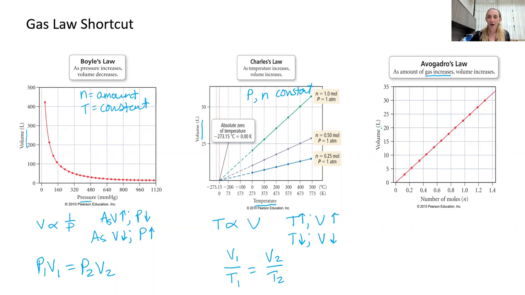So here is his graph with volume on the y-axis and the number of moles or amount on the x-axis. And as you add more moles of gas, your number goes up, so your volume increases. And so he found that volume was proportional to amount. And so as amount increases, volume increases, and as the amount decreases or you let it out, then volume decreases.